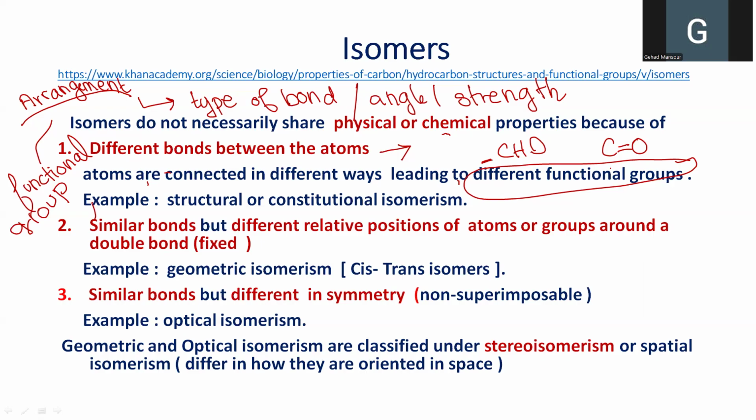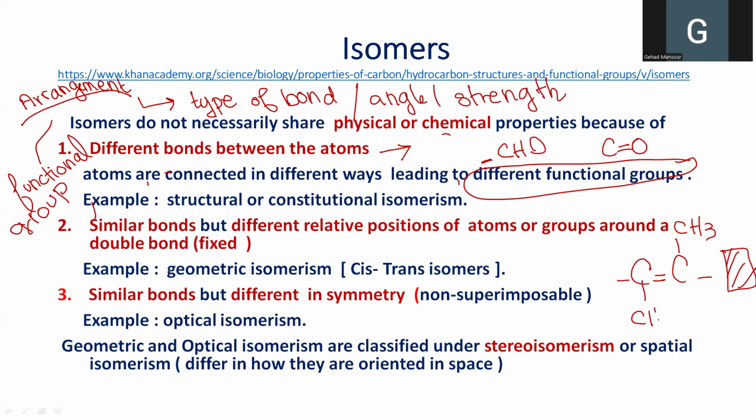So they might have the same chemical formula, but because of the different arrangement of atoms, they have different bonds, and therefore different functional groups. They might have similar bonds, but different relative positions of atoms or groups around the double bond. We will see this on the next slide. For example, if you have C double bond C, and here a methyl group, CH3, and here the rest of the molecule, which we will not specify.